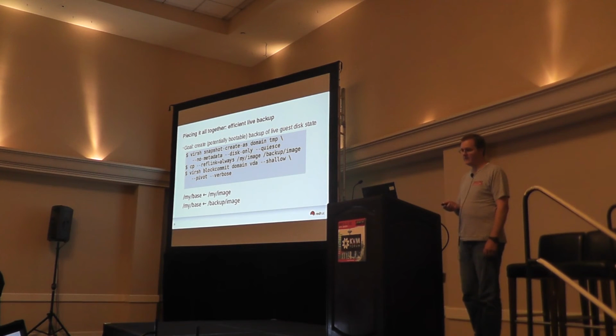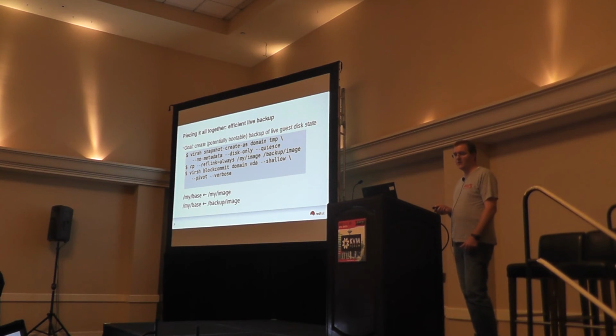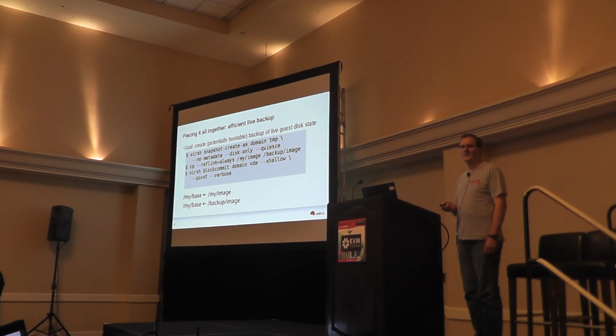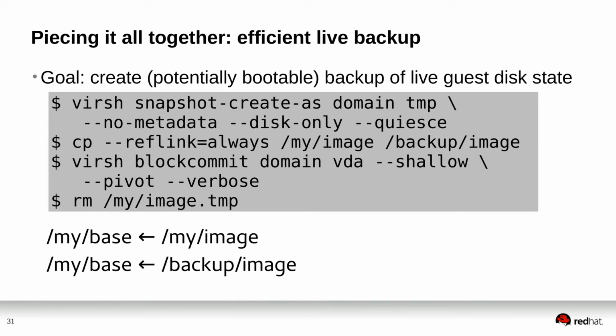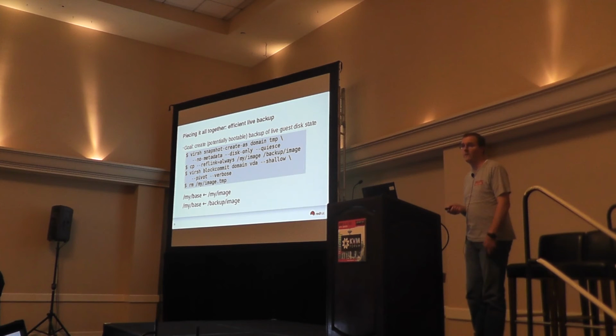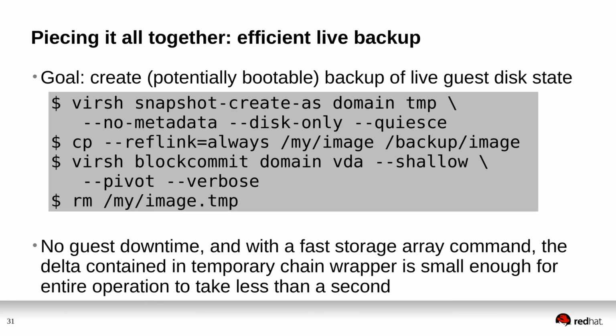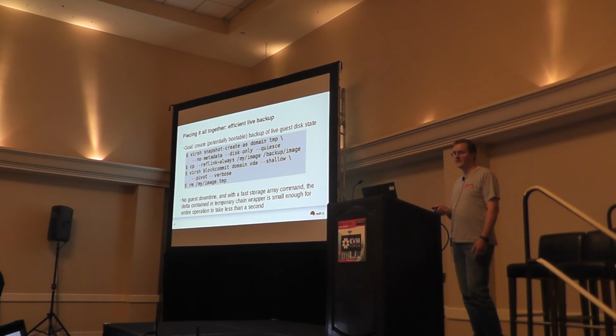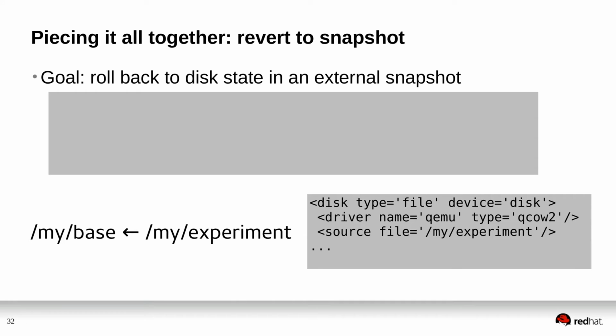So all I have to do is clean up after myself, virsh blockcommit, take my domain, take the vda disk that I expanded, and do a shallow commit, pivoting back in to the original image, and do it verbose so I can watch it happen on the command line. And then remove that temporary file. And again, I created the name so I would know what file name to delete at the end. There's no guest downtime. With a fast storage array, you can do this in less than a second. We need a QCOW2 wrapper, but only for that second that we're doing things. It's pretty amazing that you can take a live backup of your guest.